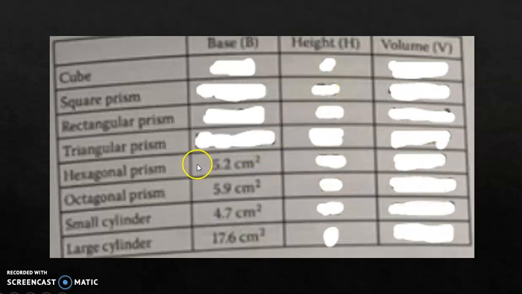Okay, you'll notice that as you get to these ones, the hexagonal prism, octagonal prism, small cylinder, and large cylinder, they've given you the area of the base already. The reason for that is because we don't really have a good way of finding the area of a hexagon, octagon, and circle yet, and so they gave those to you already. So you'll just have to find the heights in order to calculate those volumes. Okay, so pause this video, do that problem, and then start it back up again for number 2.